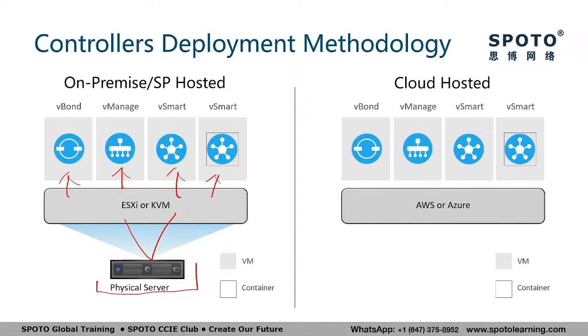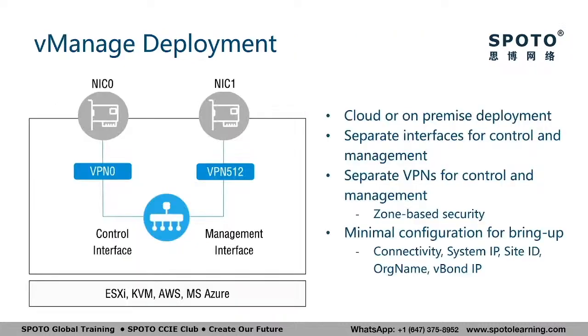The other type is cloud hosted in the public cloud, for example, AWS or Azure. And the vBond, vManage, vSmart over here are virtual machines or containers. You can run them as containers or virtual machines. So 2 types. One is on-premise, the other is cloud hosted. It really depends on your business requirement.